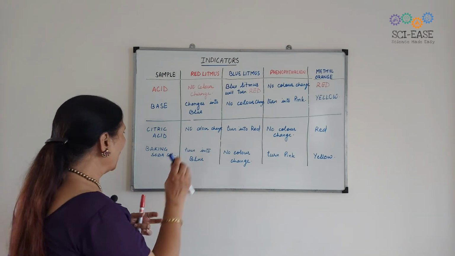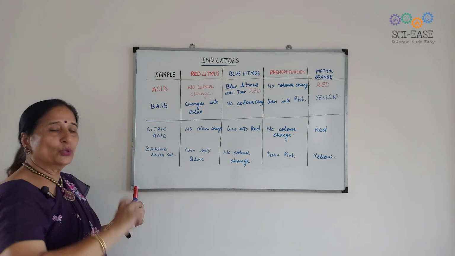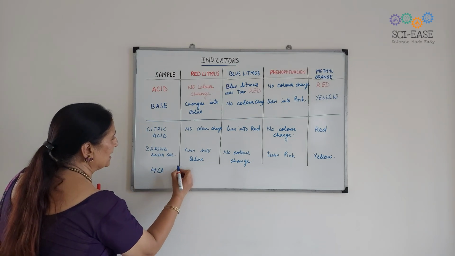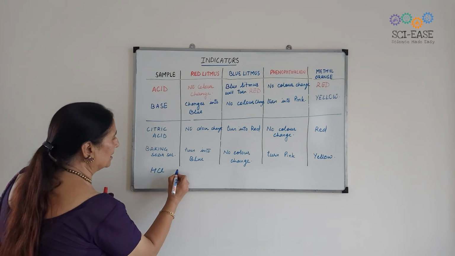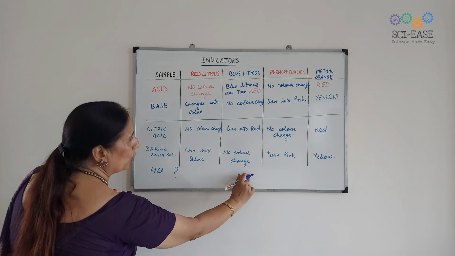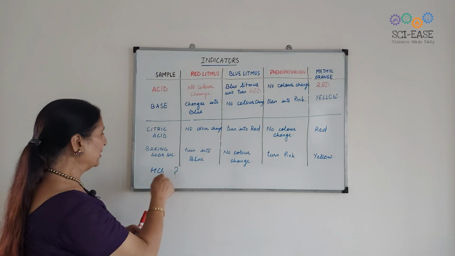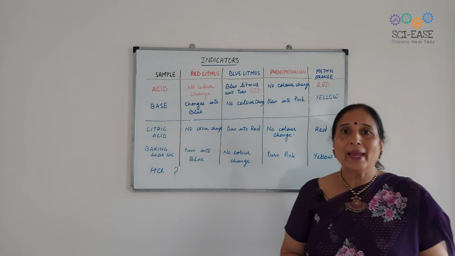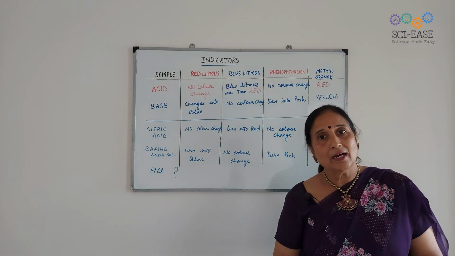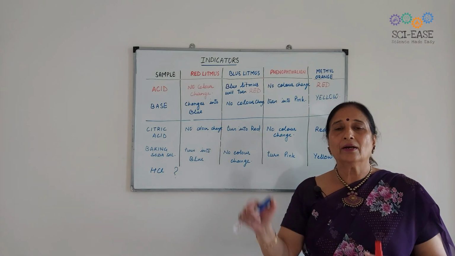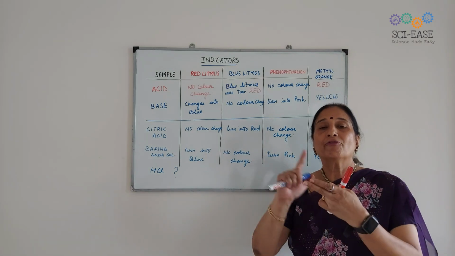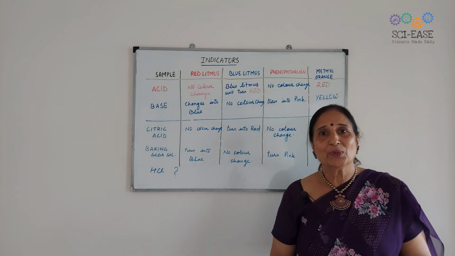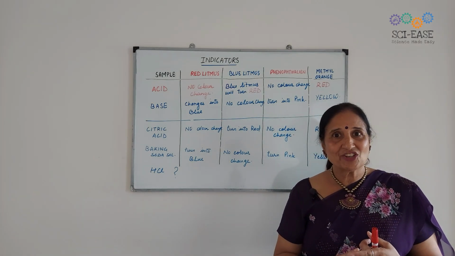So I am giving you one example, that is, suppose you have HCl. Okay, you have HCl. What will be the result? You will write all these when the sample is HCl. What will be the color change when blue litmus is added to it, red litmus is added to it, phenolphthalein is added to it, and methyl orange is added to it? Please write in the comment section.